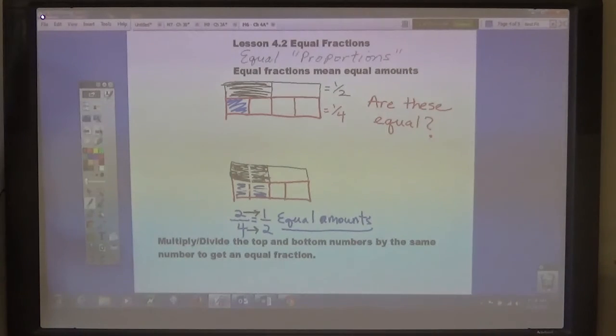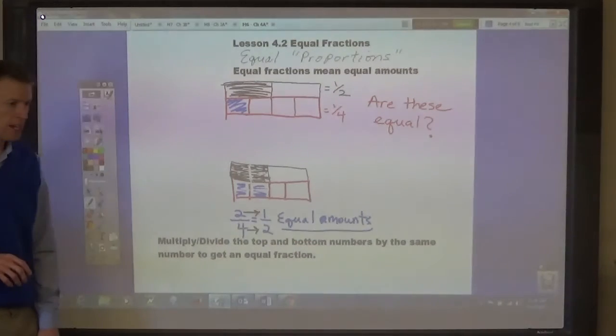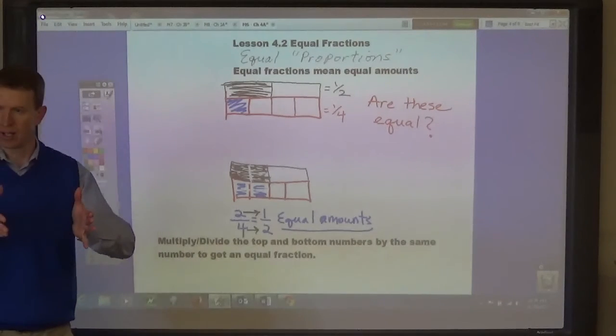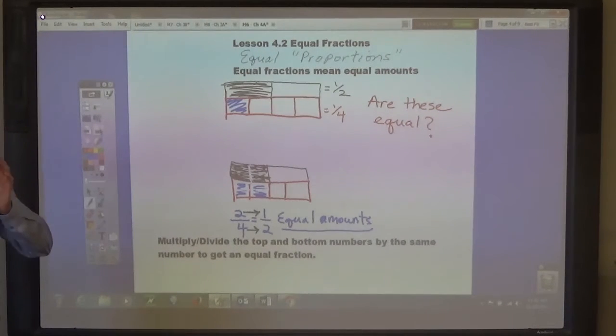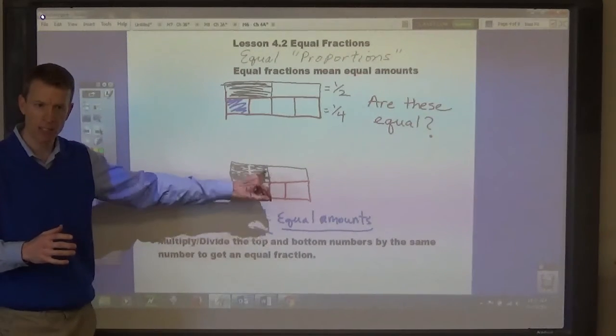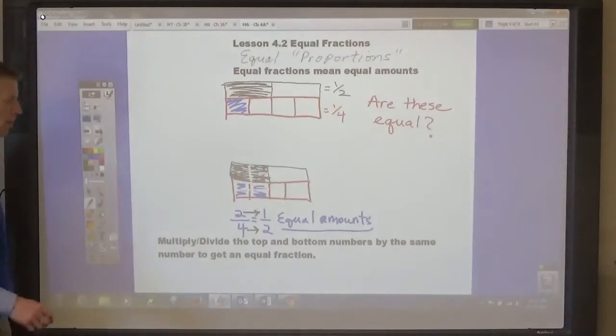Okay? So, to find equal fractions, what we will be doing is multiplying or dividing the top and the bottom numbers by the same number. It's like cutting one so that it's equal to the other, or multiplying one part so that it is the same amount as the other one. Okay? Let me show you how this works, what I mean by this.